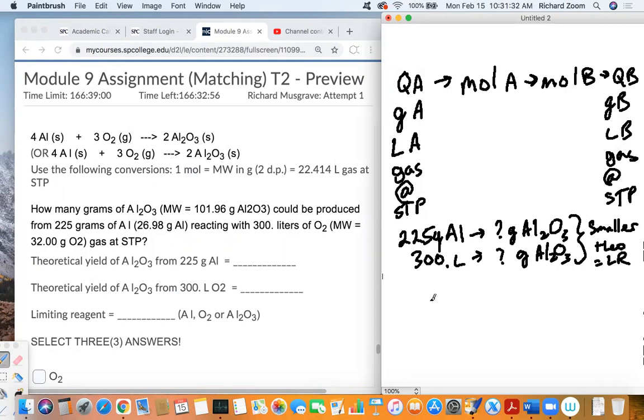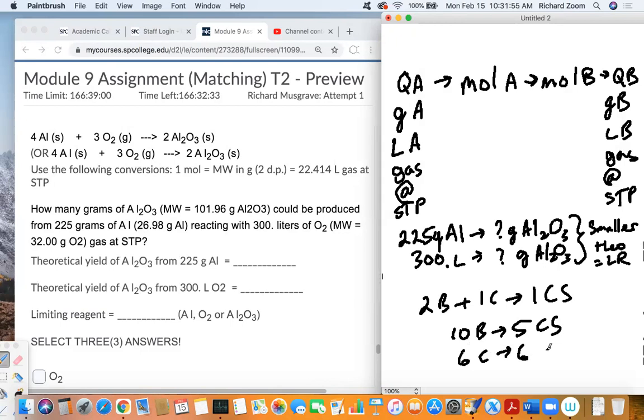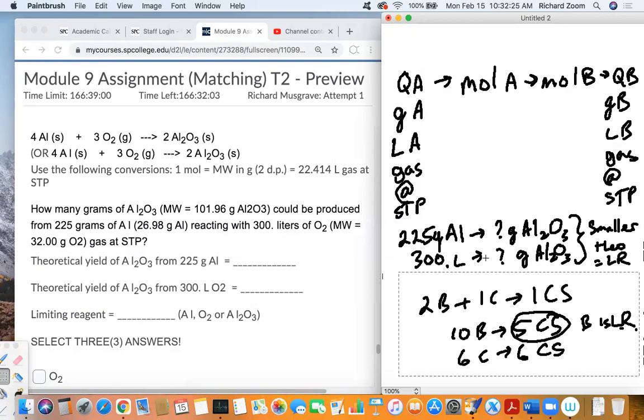Let me give you another example with the cheese sandwich. If you remember, it's 2 bread plus 1 cheese gives 1 cheese sandwich. So if I started out with 10 bread, that should create 5 cheese sandwiches. But if I start out with 6 cheese, that would give me 6 cheese sandwiches. The smaller one is the 5, which means bread is limiting. Does anybody have any questions about that cheese sandwich analogy? Okay. So 5 is smaller than 6. That's how I know bread is limiting there.